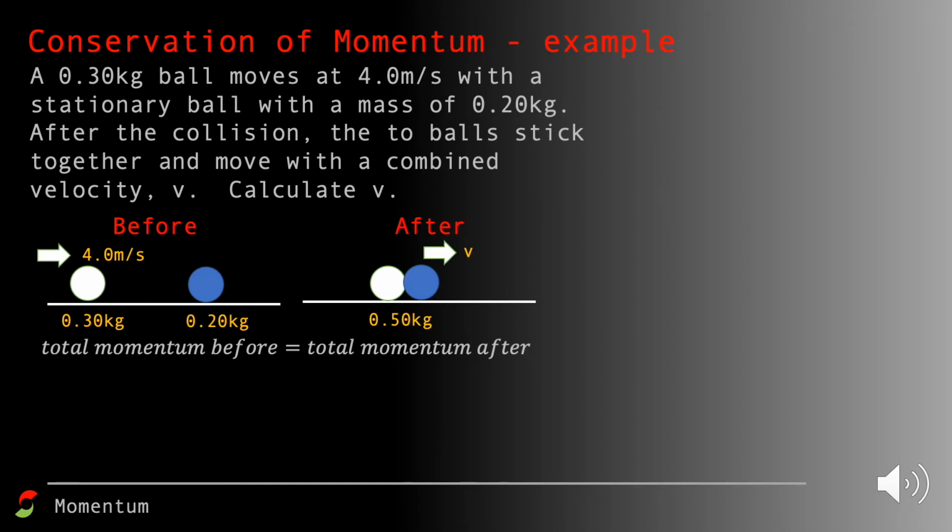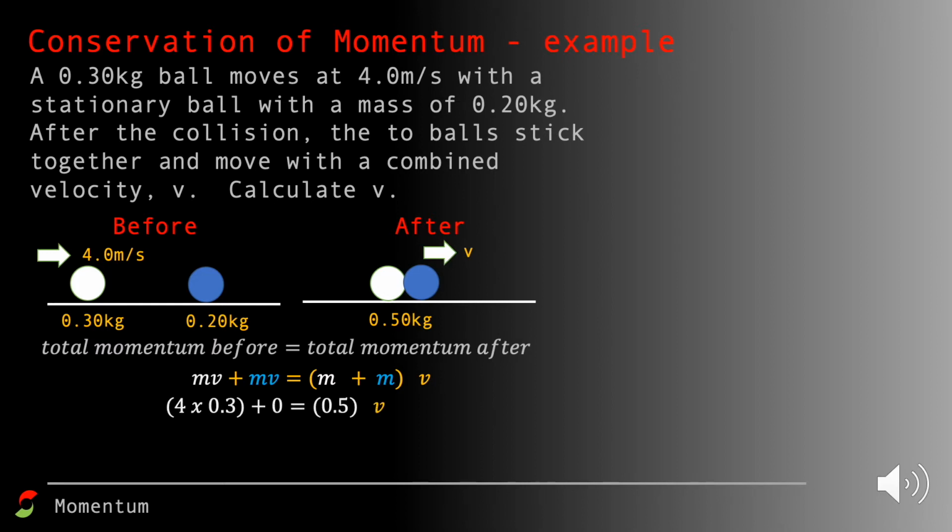We can say the total momentum before is equal to the total momentum afterwards. So what that means is mass times velocity of the white ball plus the mass times velocity of the blue ball before equals the combined mass of the two balls together multiplied by their combined velocity, or unknown velocity v.